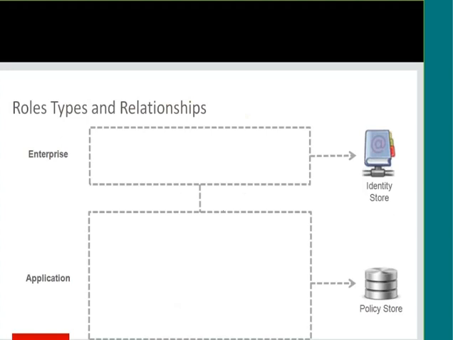We know that there are two main types of roles, which are enterprise and application roles. The two blocks you see here: enterprise being persisted into the identity store, and application being persisted into the policy store, which is a database, which we really don't mind much, right? The enterprise roles are created in the identity store, and the second type of role, the application role, is in the database. So these are the types of roles which are created, right?